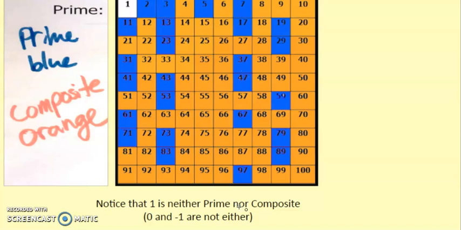1 is neither prime nor composite. 0 and -1 are also neither prime nor composite, so you will leave those blank. The numbers you see in blue, color those blue; those represent the prime numbers. If it's prime, it's only divisible by 1 and itself. The orange ones are composite. That means that they have factors other than 1 and themselves.